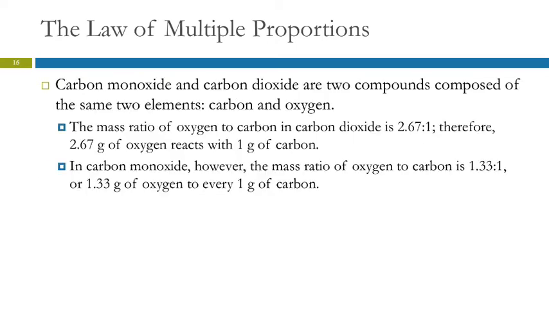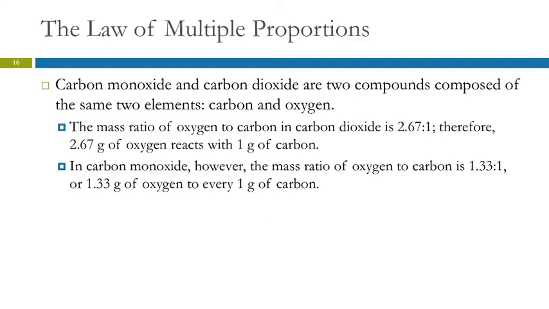So let's look at carbon monoxide and carbon dioxide, both composed of carbon and oxygen. The mass ratio of oxygen to carbon in carbon dioxide is 2.67 to 1. So we do that ratio just like we did: whatever the actual mass of oxygen is divided by the actual mass of carbon, and we get a ratio of 2.67. That means 2.67 grams of oxygen reacts with 1 gram of carbon. In carbon monoxide, and that's the example we looked at for definite proportions, we had a ratio of 1.33 grams of oxygen to 1 gram of carbon.